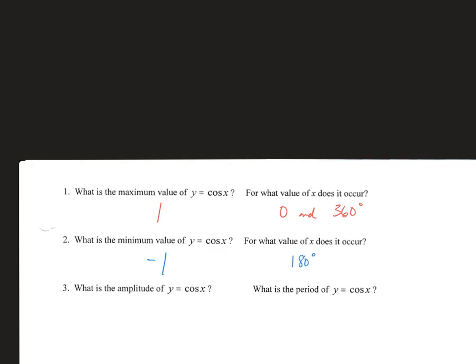What is the amplitude of cos x? Well, I know that my amplitude is always half my height. I go from 1 down to negative 1. That's a height of 2, so half of that is 1.